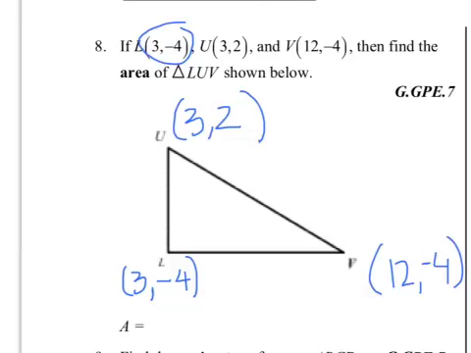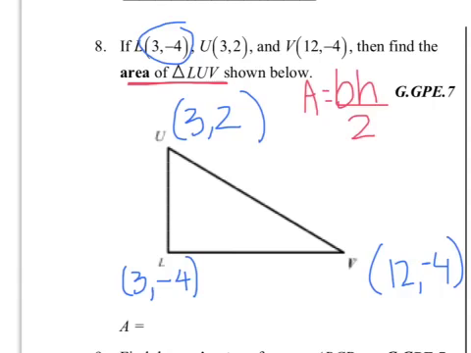In question number 8, I plotted the coordinates of the points L, U, and V, and it asks us to find the area of the triangle. So first of all, that means we need a base and a height, and then we'll divide by 2. So that's the area of a triangle formula. And what I need to do is look at the coordinates even though it's not on graph paper.